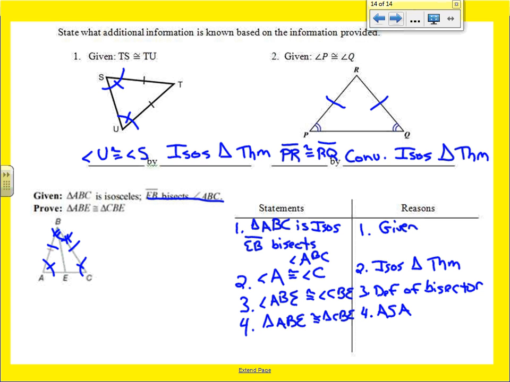Now you have enough information to work on the worksheet. Please finish the worksheet, and if you get done, you can start on the review.